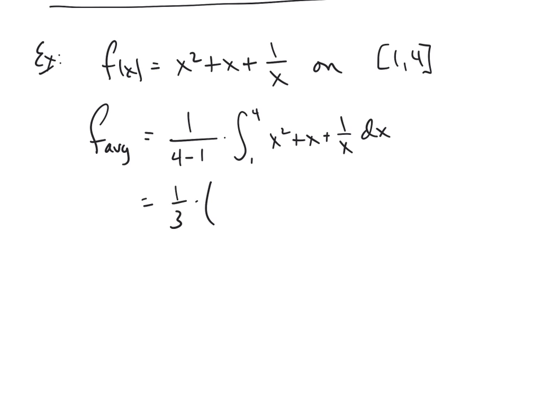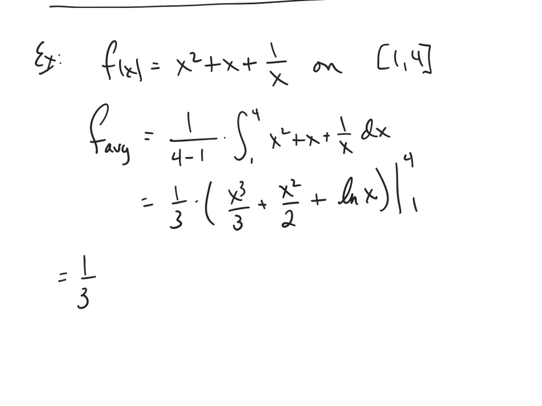Okay, and now I just expect you guys to integrate x squared by adding 1 and dividing by the new exponent, integrate x by adding 1 and dividing by the new exponent, and integrate 1 over x. Please be careful, that's one of your basic rules, right? It's like number 3 or 4, something like that. The integral of 1 over x is the ln of x. And then we'll just simply be evaluating from 4 down to 1.